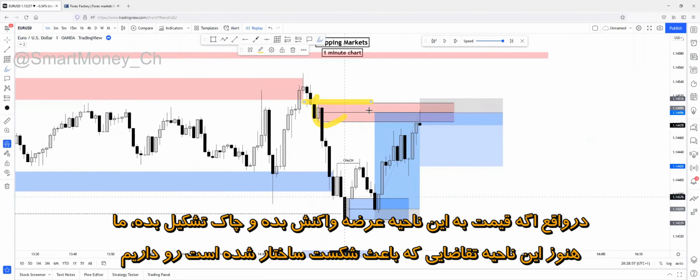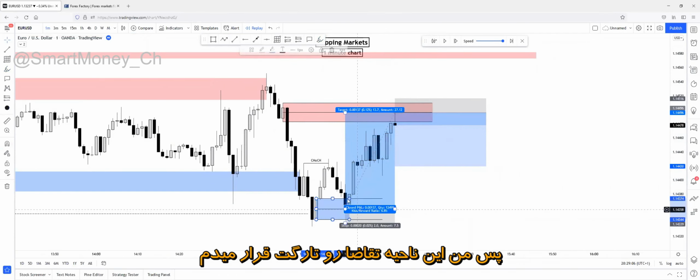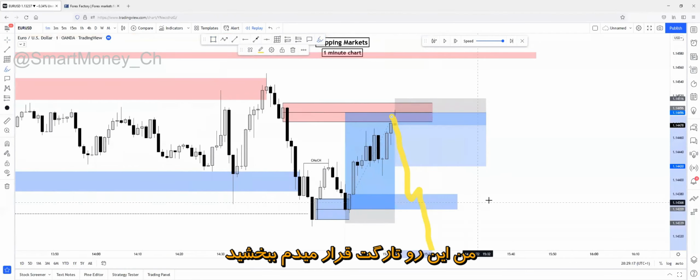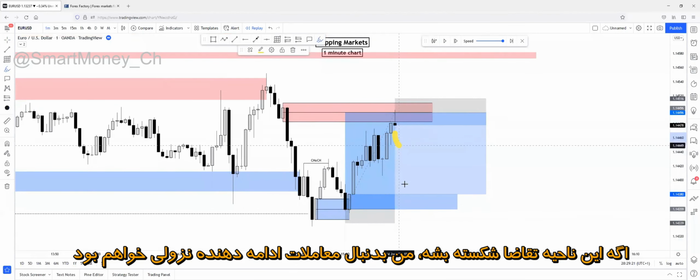If price reacted in this supply zone and creates a change of character to the downside, there will still be this demand zone, this structure breaking demand zone. So I will be targeting this demand zone down here. And if this demand zone breaks to the downside, I will be looking for short continuations to the downside.